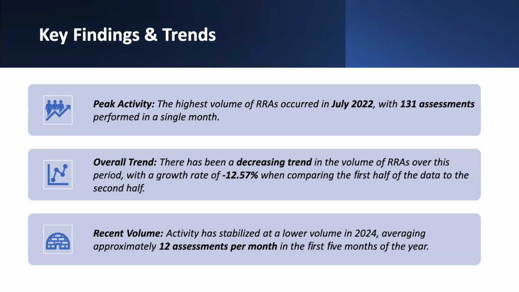So, key findings of these trends: the highest was in July 2022, with 131 assessments in one month. There is a decreasing trend, but it's because there's no COVID. I do expect that they will increase, and what we see now is about 12 assessments per month. I expect that things are going to change in terms of increasing RAs. Go ahead.